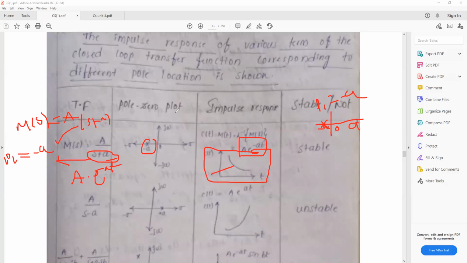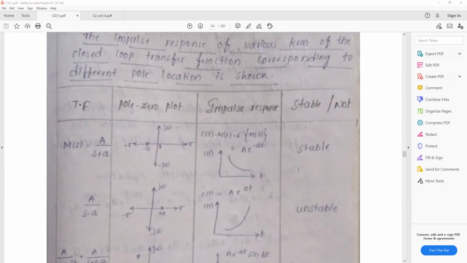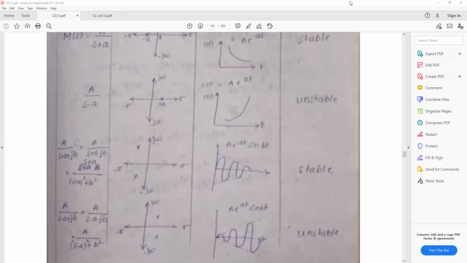All the poles must lie on the left hand side of the s plane. So what is the left hand side of the s plane? Minus a. The pole is lying on the left hand side of the s plane, so the system is a stable system. And the second transfer function is a by s minus a. What is the pole? The pole is plus a.